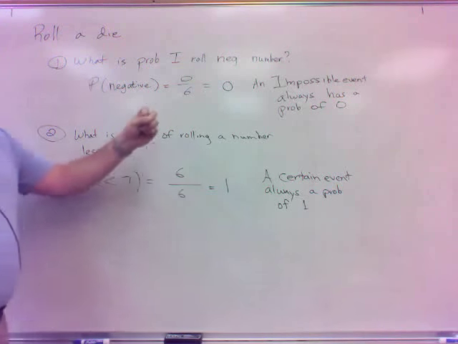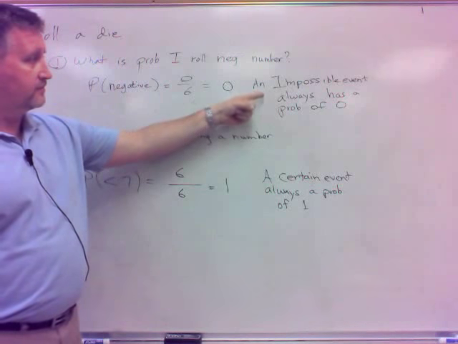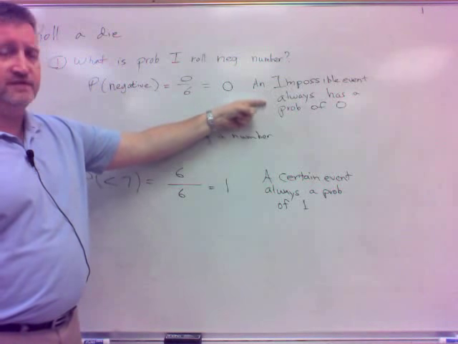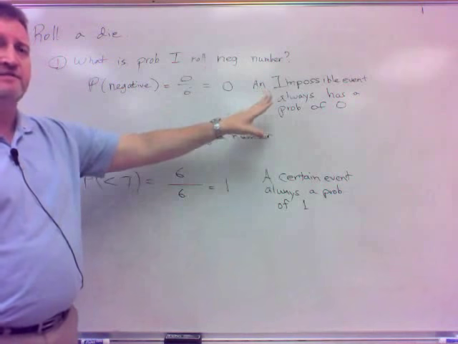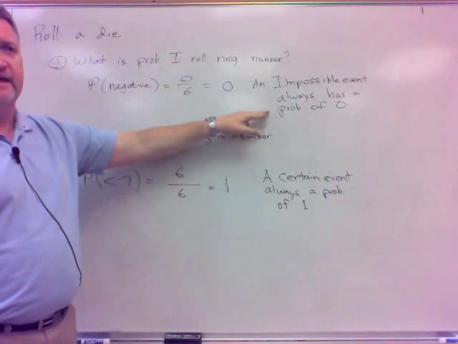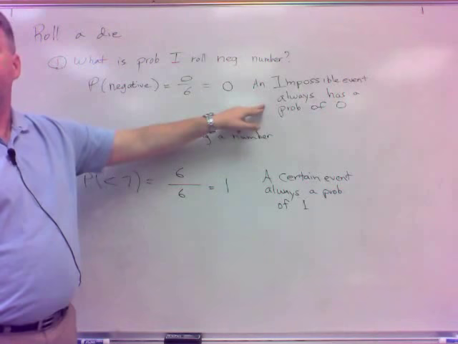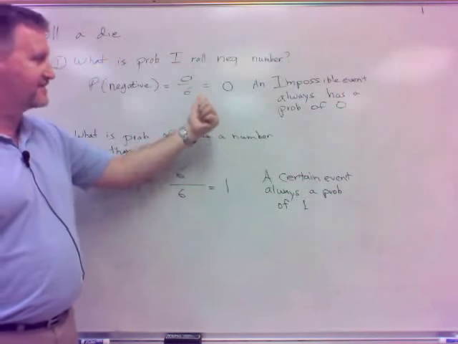Am I ever going to get anything less than this probability of 0? If it's impossible, the probability is 0. Can I get anything less than impossible, a probability of 0? No. I can't do any worse than 0, in other words. Okay? 0 out of 6, or 0 out of whatever it is.